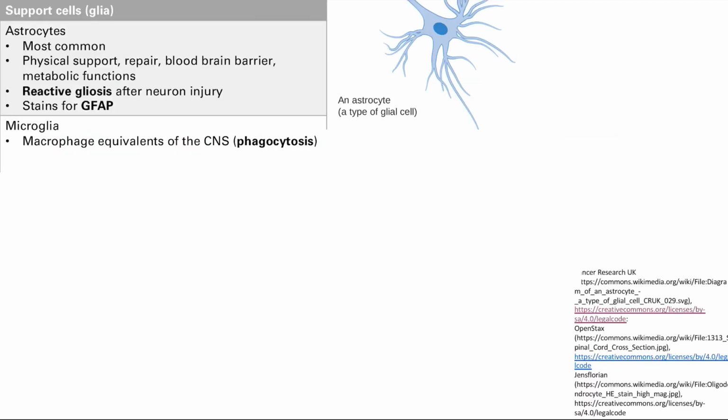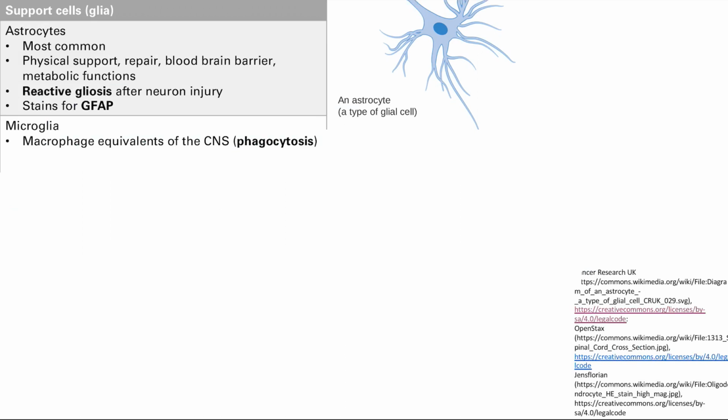Starting off with the astrocytes. These are the most common, and if you look at the name, it kind of tells you the structure. Astro stands for stars, and as you can see, this structure does look kind of like a star. Their functions include physical support, repair.